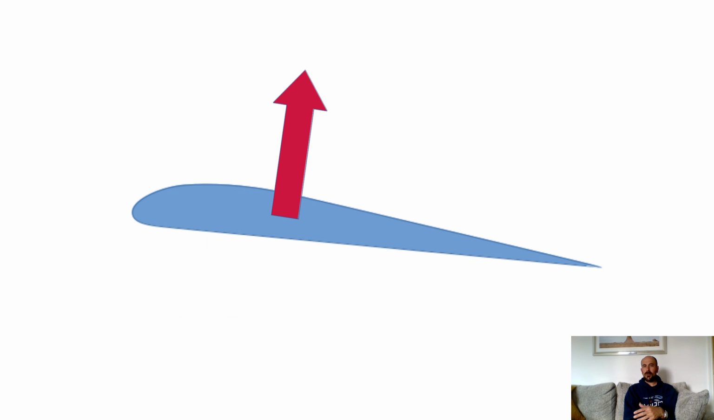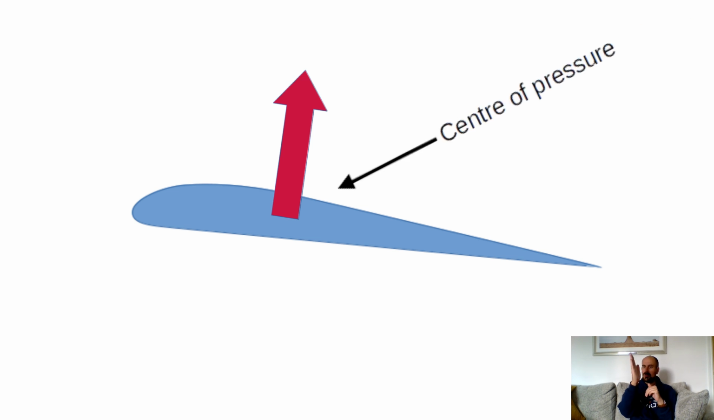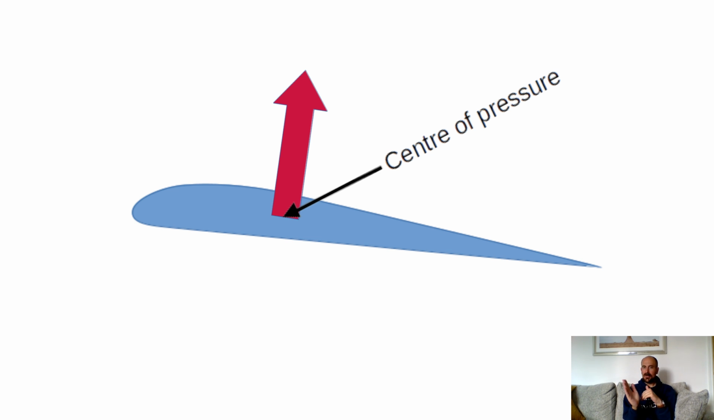So a point that's often talked about is the aerodynamic centre of the aerofoil. Sometimes people confuse this with the centre of pressure. It's not the same thing. So the centre of pressure is the point at which you can count all of the lift as acting through. The aerodynamic centre means something different.